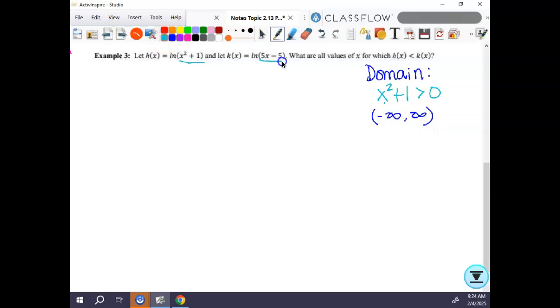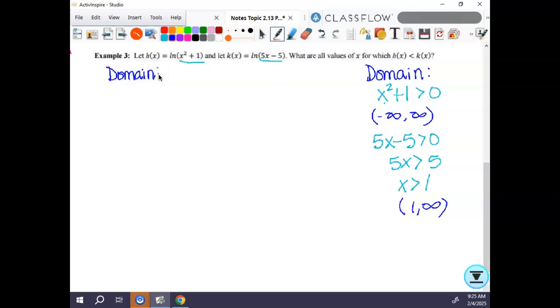Then I got to take this guy into account. So 5x minus 5 also has to be greater than 0. So 5x has to be greater than 5. x has to be greater than 1. Which means that this goes from 1 to infinity. I don't know that you necessarily need a number line here to figure that out, right? Where they overlap. Because where all real numbers overlaps with 1 to infinity is 1 to infinity. Everybody good with me so far?